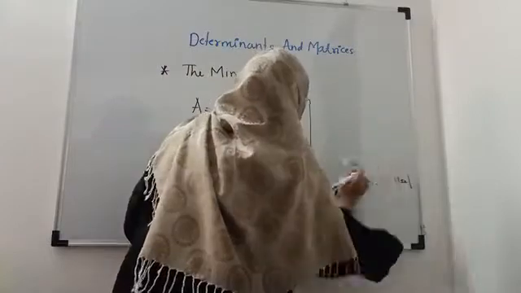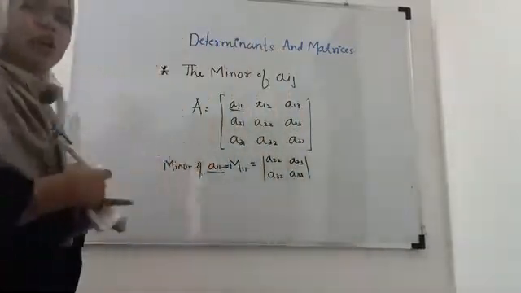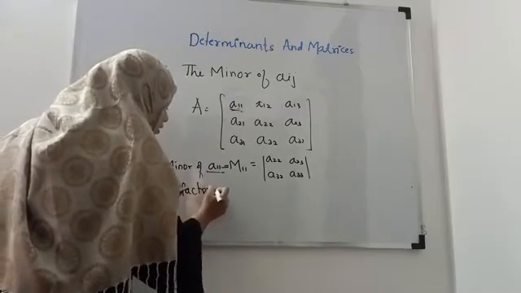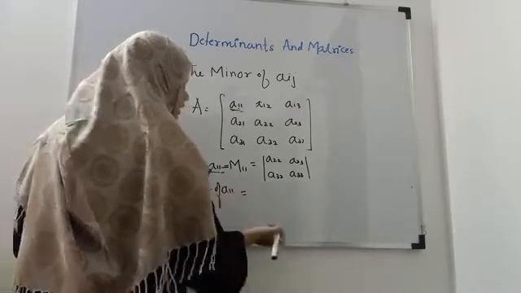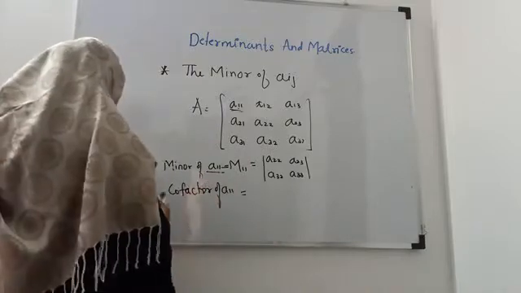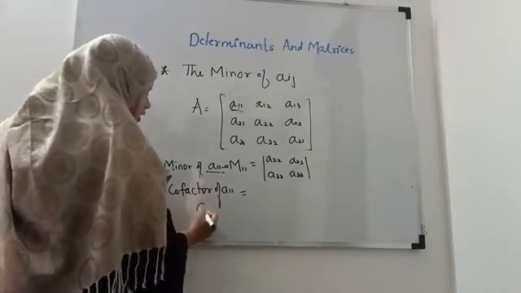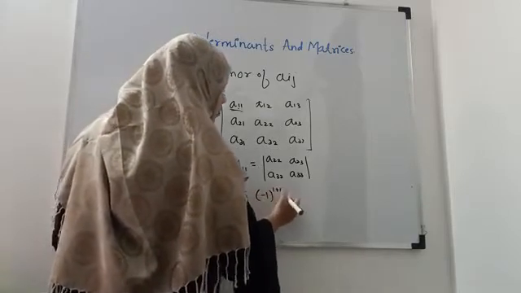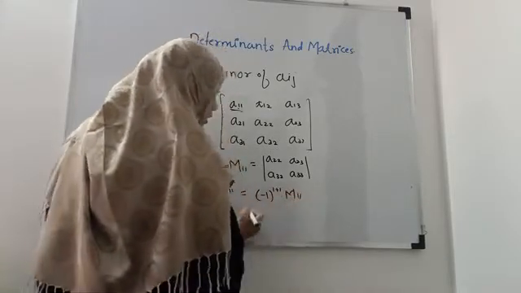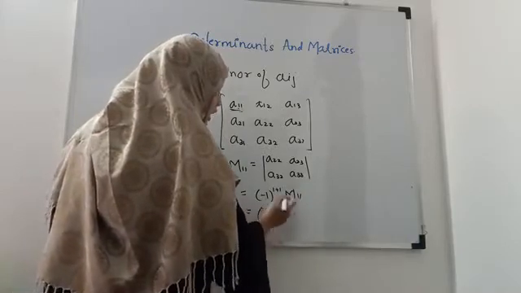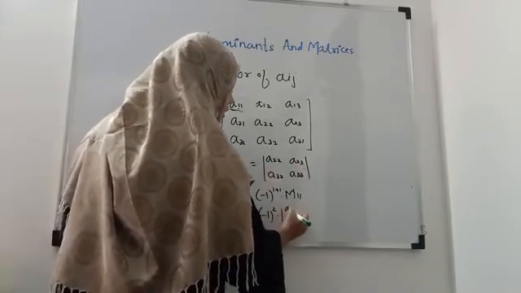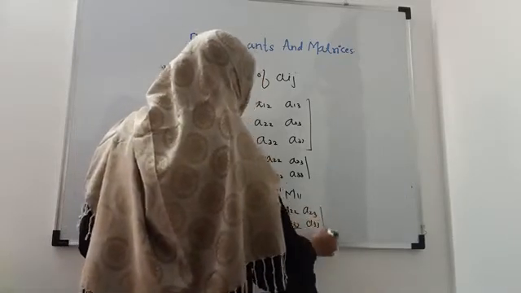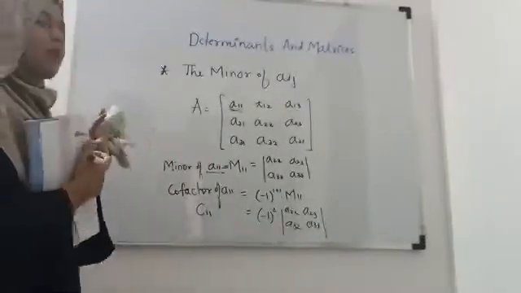So this is the minor of A11. If you want to find the cofactor of A11, cofactor is denoted by capital C. It is C11, which equals minus 1 raised to 1 plus 1 into M11, which equals minus 1 squared into M11. M11 means this part, A22, A32, A23 and A33. So the cofactor totally depends upon the minors.